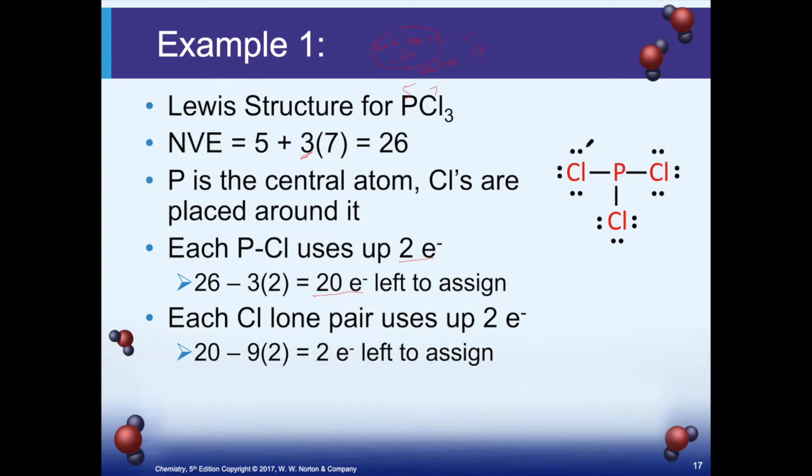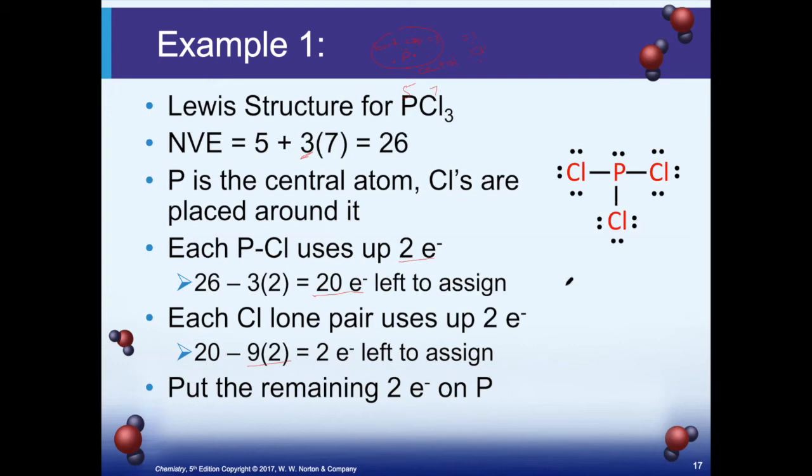I did assign 9 more pairs there. So 9 times 2 is 18. I had 20, and I subtract the 18 that I just assigned when I put those lone pairs around the chlorines, and I have 2 electrons left over. Following the rules, it says that I need to put those on the central atom, the phosphorus. So I put the remaining 2 electrons on the phosphorus.